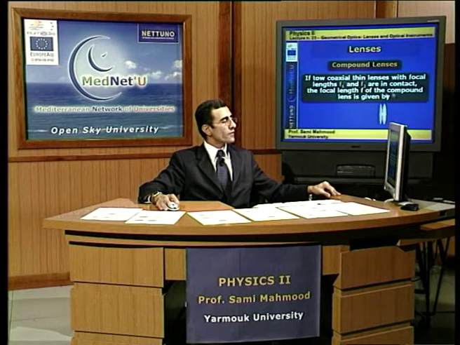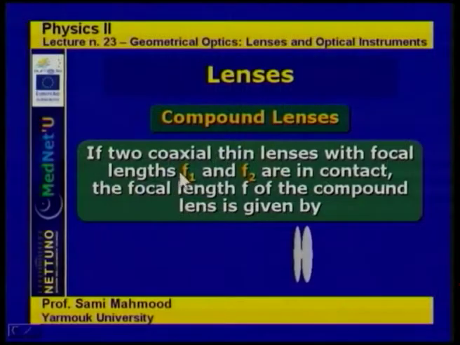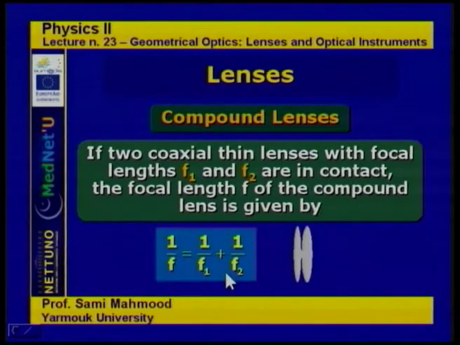Now, it is worth mentioning that if two coaxial thin lenses are put together face to face, the first one of focal length f1 and the second of focal length f2, in contact, then they form a compound lens. The focal length of this compound lens is given by 1 over f for the compound lens is equal to 1 over f1 plus 1 over f2. So this is a useful formula when we are dealing with different lenses put together.